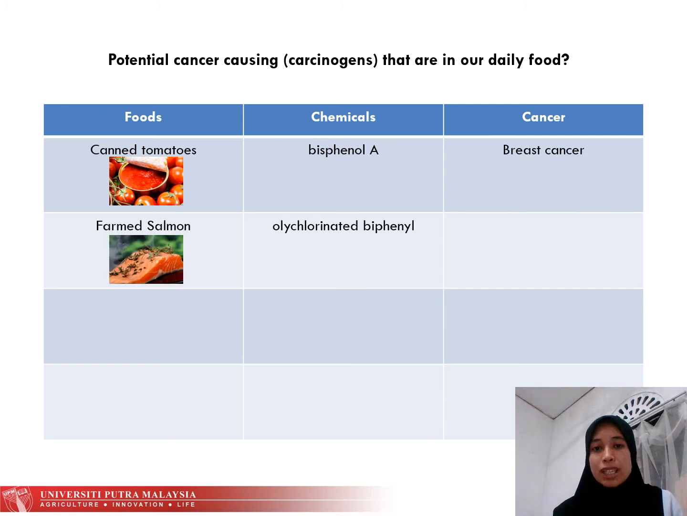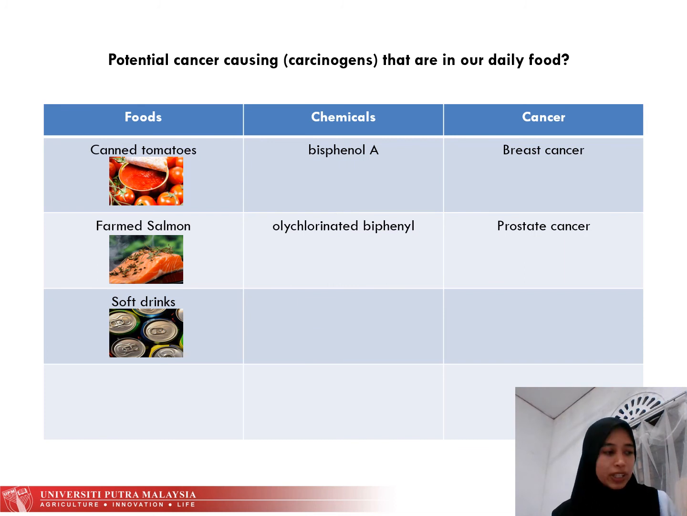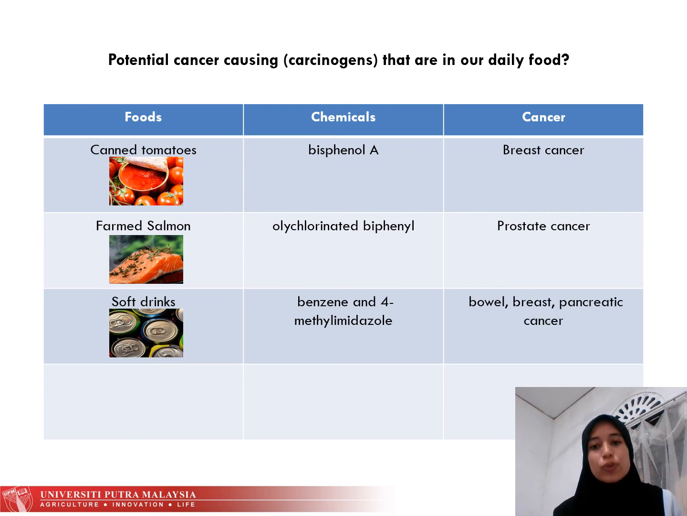Another one is farmed salmon. Farmed salmon contains polychlorinated biphenyl, which can cause prostate cancer. Also soft drinks. Soft drinks contain 60 packs of sugar in a 60 ml bottle, and also contain benzene and formaldehyde, which can cause bowel, breast, and pancreatic cancer.